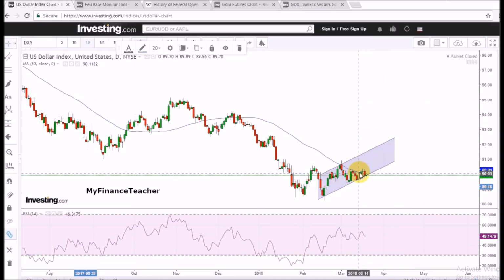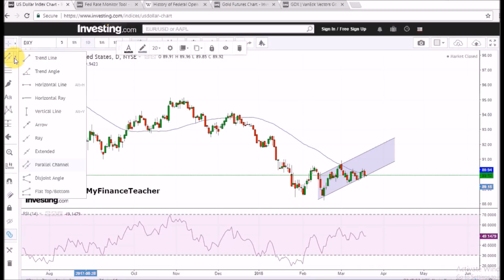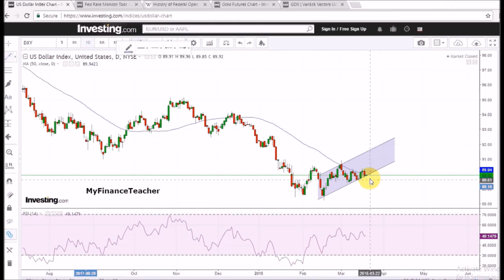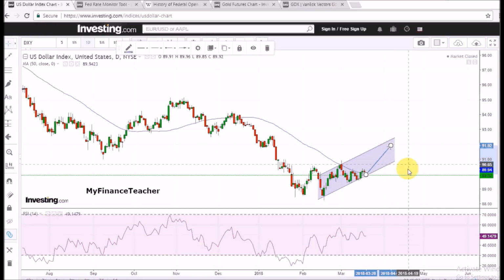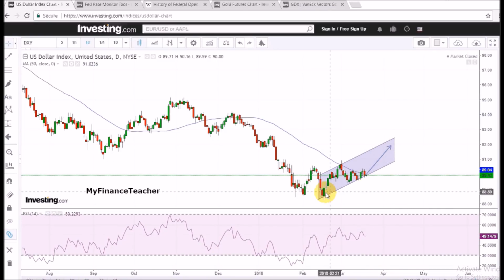However, it's spending a little bit too much time near the bottom range of that channel, and it's having trouble breaking above this 50-day moving average. So what needs to happen with the US dollar is it needs to push above the 50-day moving average with some force and move back up into the middle and higher range of this channel. Otherwise, the US dollar is in danger of breaking down after a rally of only about a month.